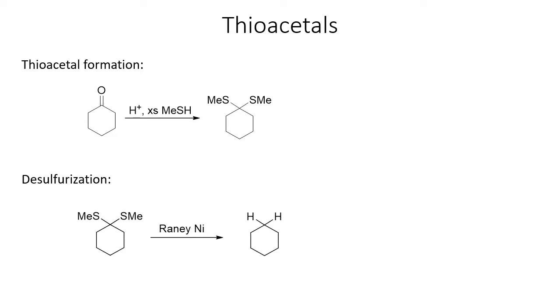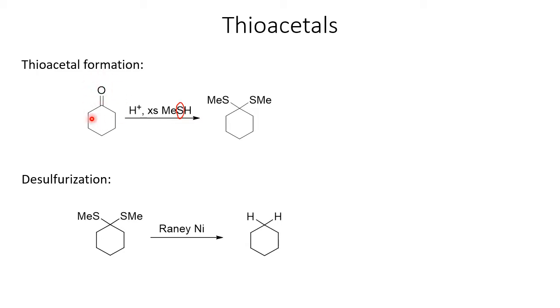Thioacetals are almost exactly like regular acetals, except instead of having an oxygen, the nucleophile is going to be a sulfur atom. Now, sulfur is just below oxygen on the periodic table, so they act very much the same. So this mechanism is going to be exactly the same as the acetal formation mechanism that we saw in the previous video.